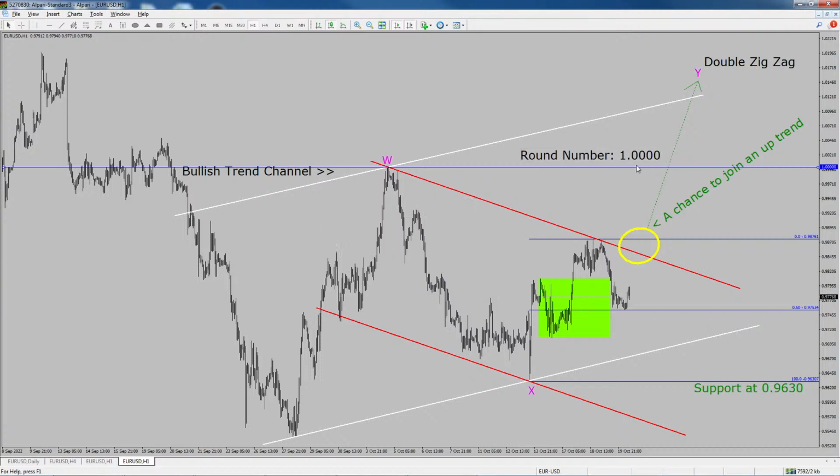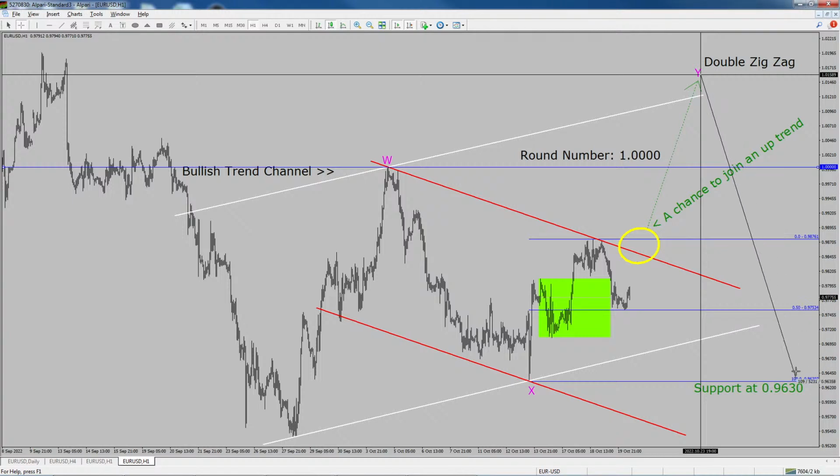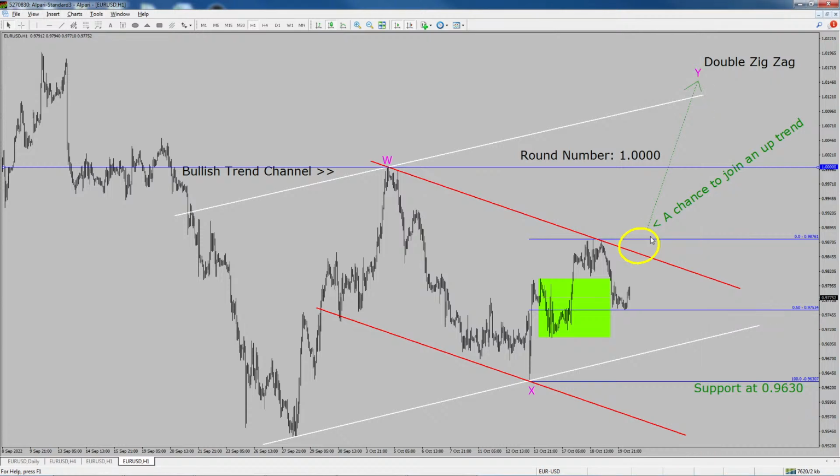So this is the round number and price should close above this round number before we expect a top and a decline, if the market is really going to drop. But for the time being, I'm assuming that price is probably going to move sideways. Now this whole thing could fail if price goes below the 0.9630 support area. So I hope you guys got the idea about the euro dollar.